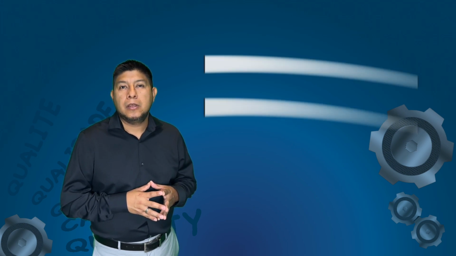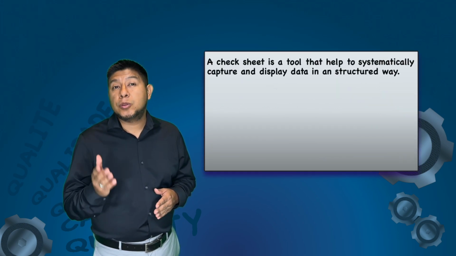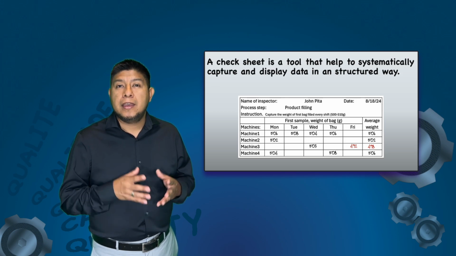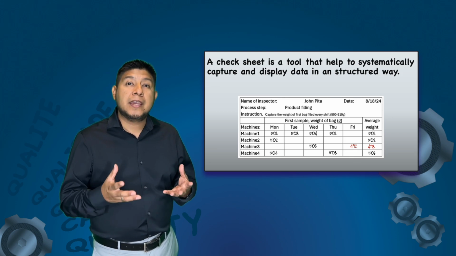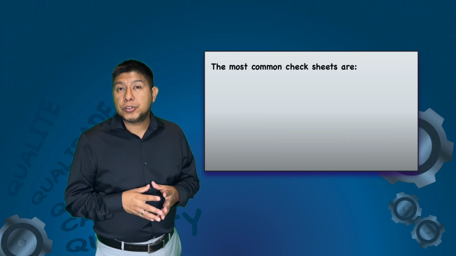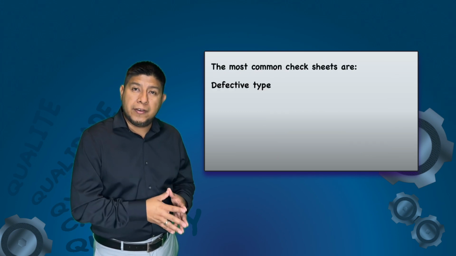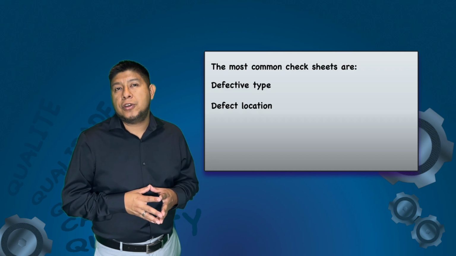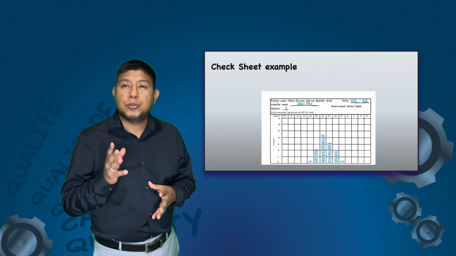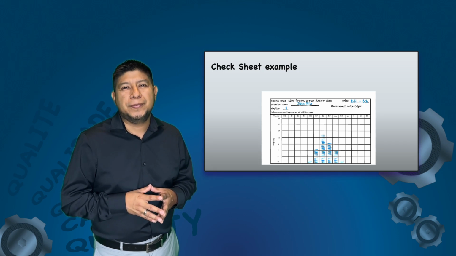Alright, let's do a quick summary of what we just learned. We learned that a check sheet is a tool that helps to systematically capture and display data in a structured way. They can be easily adaptable to a wide variety of purposes. The most common check sheets are defective type, defect location, process distribution, and checkup. And we learn how to create a check sheet with an example.